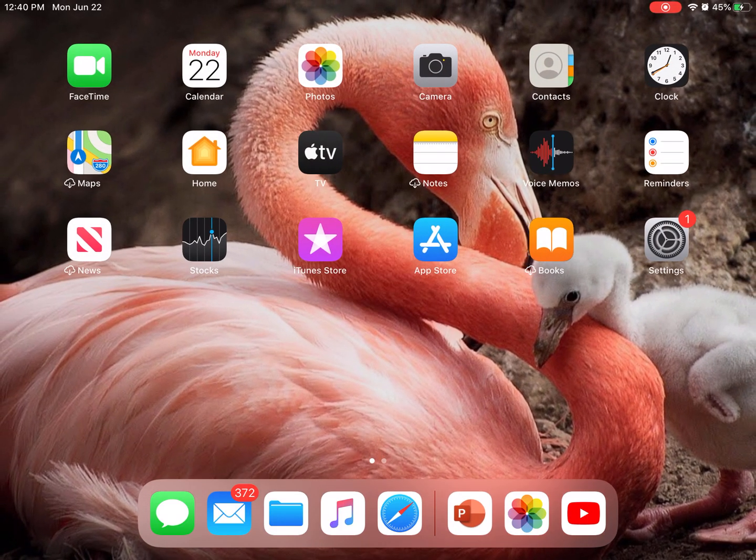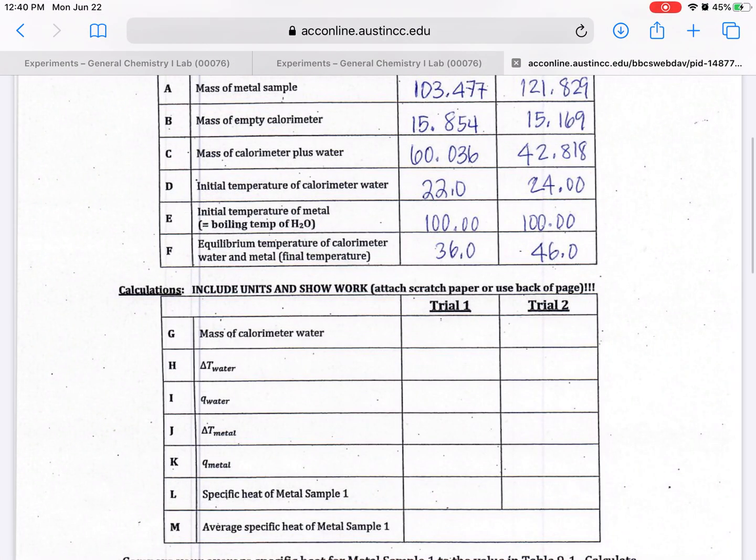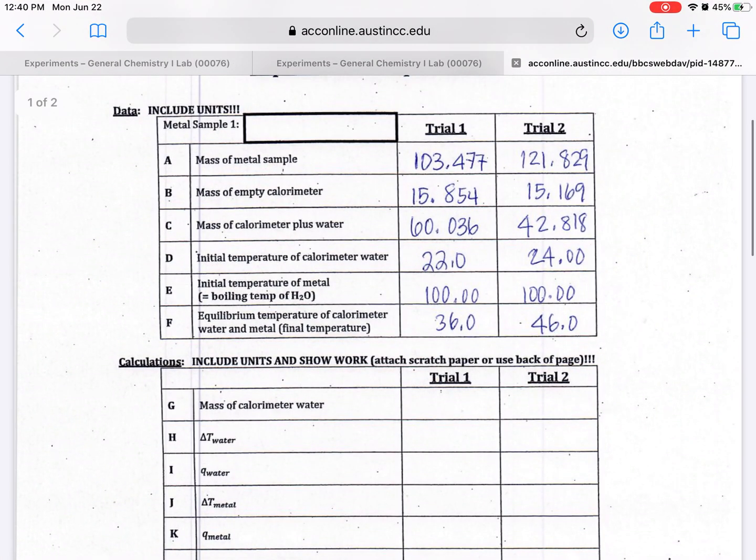Now these are the data obtained from this experiment. We are given two trials. It's the same copper metal, two trials. When you want to find out an average of anything, you have to do the experiment for the same item. So this is for both the same copper metal.